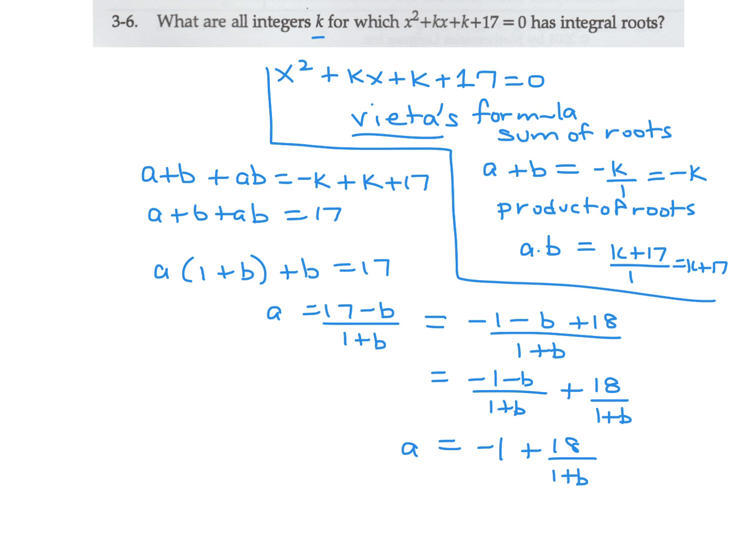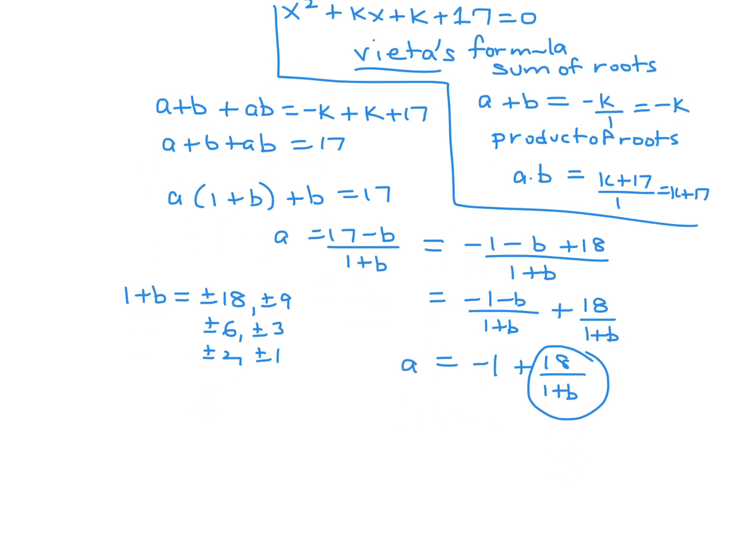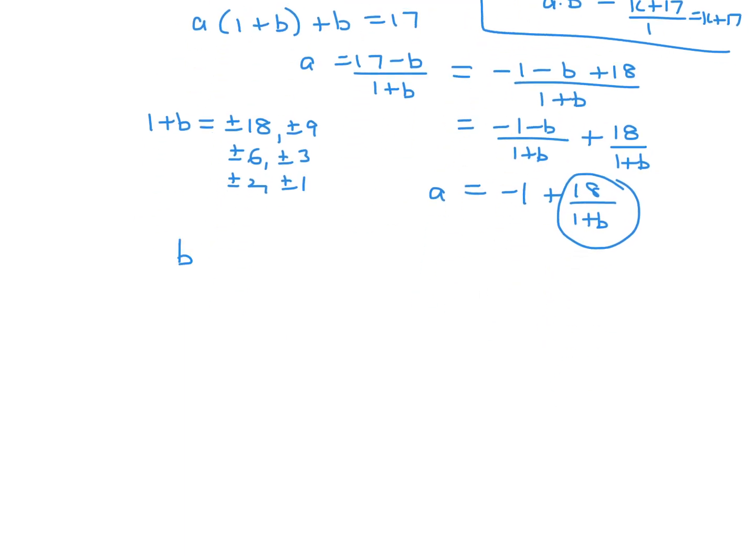k is an integer and the roots are integers. So that means a is an integer. And the only way a can be an integer is if this guy is an integer. And the only way that is an integer is if 1 plus b is a divisor of 18. So that means it could be plus or minus 18, plus or minus 9, plus or minus 6, plus or minus 3, plus or minus 2, and plus or minus 1. Correct? So that will allow me to get values for b. Like, for example, if it was 18, b would be 17, and then so on.